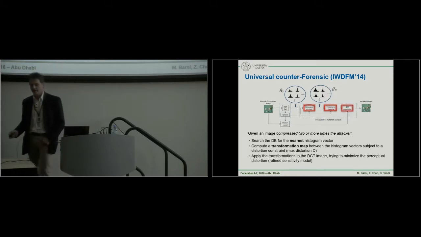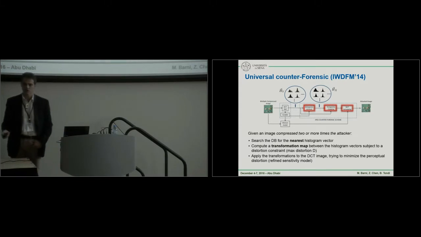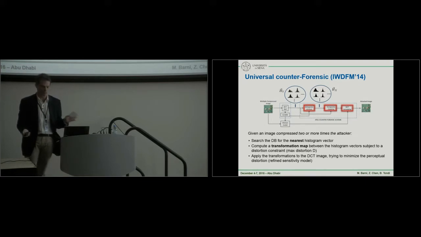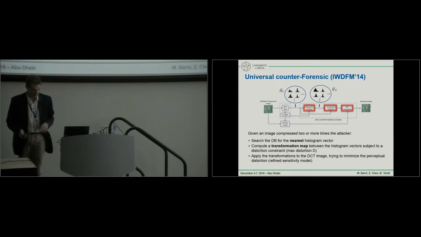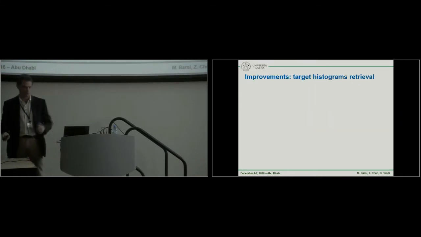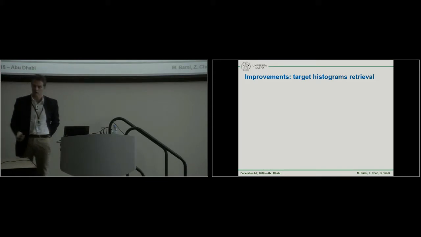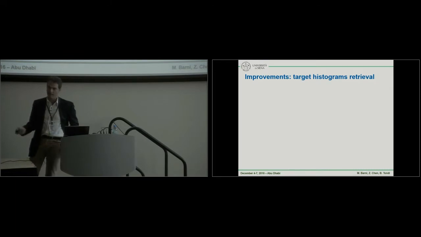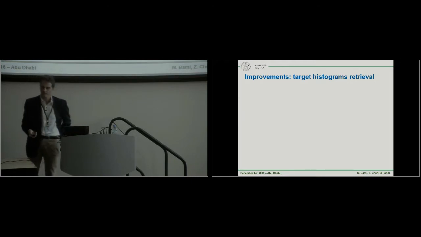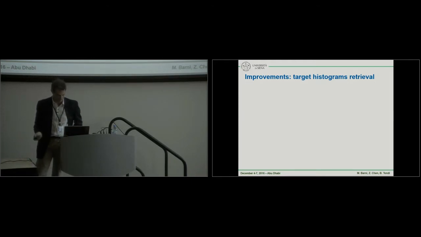And then the attacker applies this transformation to the image, trying to make the image as visually pleasant as possible, so trying to minimize the perceptual distortion. This is the general idea, and this idea is not new. We already presented this in that previous paper. Here we are introducing a couple of improvements that turn out to be very effective. They both refer to the retrieval phase, when the attacker looks into the dataset for the target histogram vector.